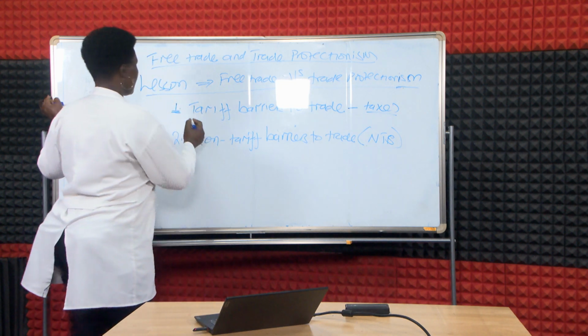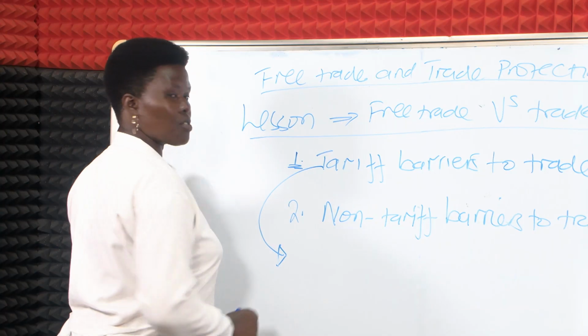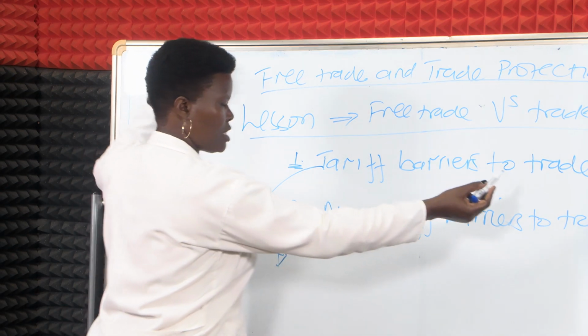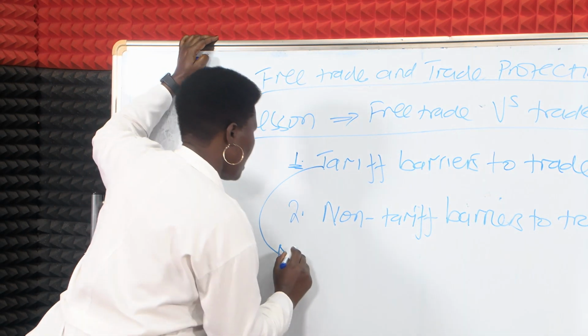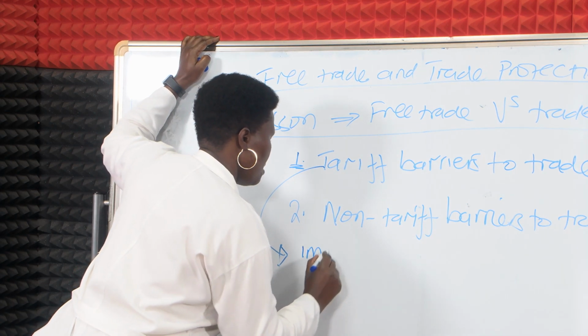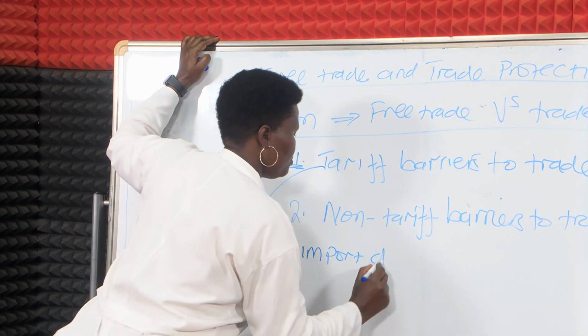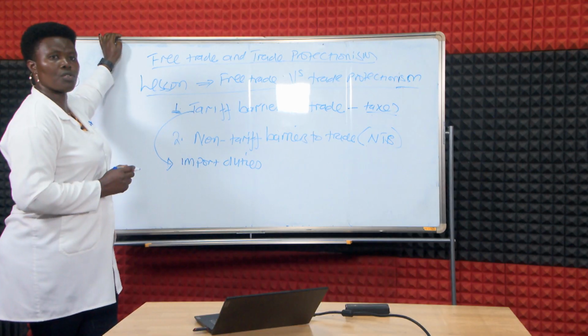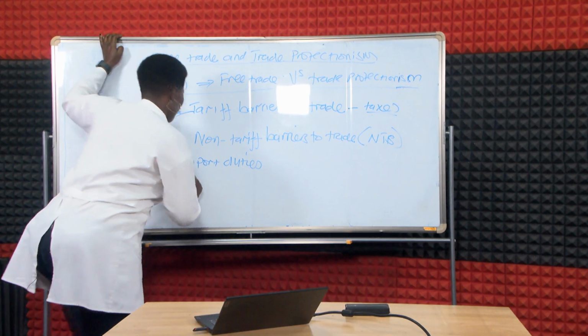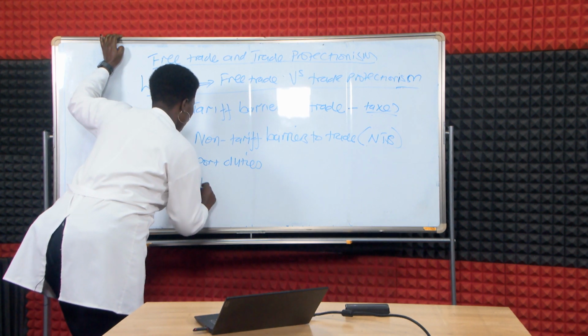That means that if we come here on the tariff barriers to trade, if it involves taxes, we can have taxes on imports. Therefore, we call it import duties. And if we are also restricting exports, we have what we call export duties.